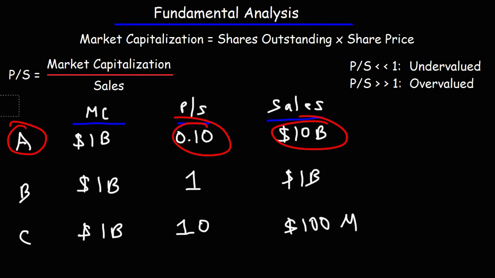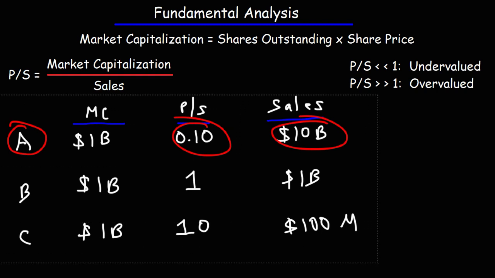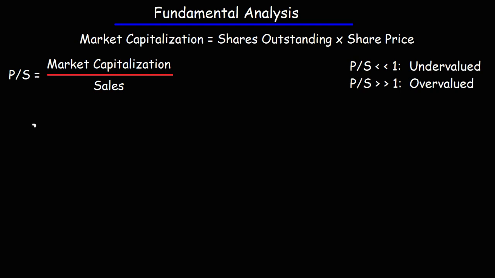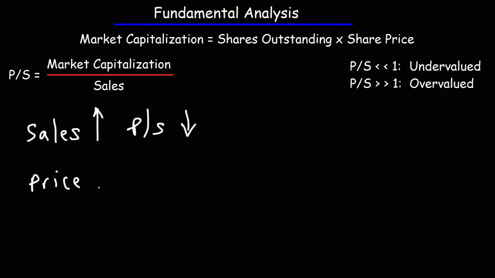So there's two important things that can affect the price to sales ratio. As you already know, the sales that the company generates, but also the share price or the price of the stock. As the sales increases, the price to sales ratio decreases. But as the price of the stock increases, the market capitalization increases, given that the shares outstanding remains the same. And as the market cap goes up, the price to sales ratio goes up.